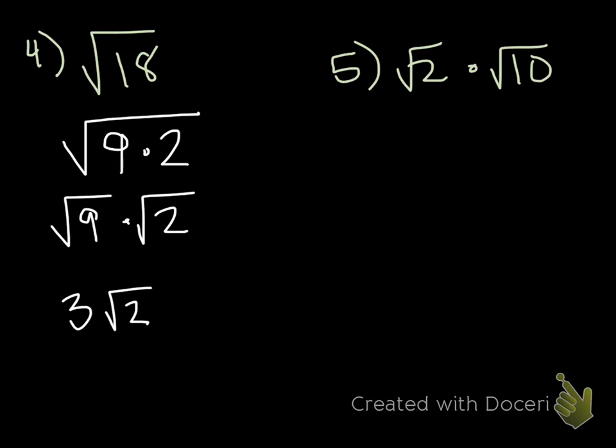So the 3 came out because that was the square root of 9. And that's my final answer. You do not have to put the plus or minus in front because the square root was already there.